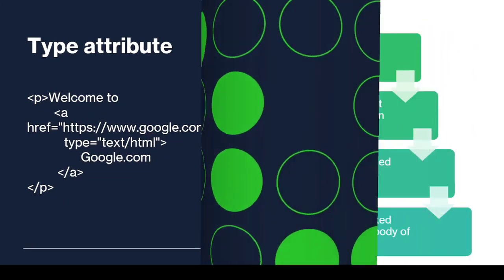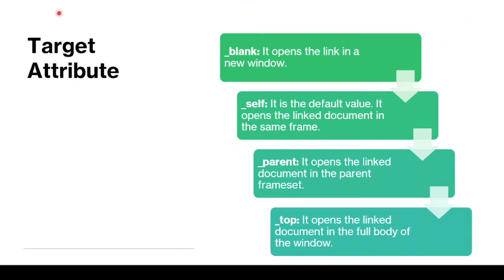Okay, and after that we have the target attribute, meaning we have blank, self, parent, and top. For blank, if you provide the blank target, it means you want to open the link in another tab or in another window. If you provide self, it automatically opens in the current page, or the current frame if you are using an iframe. For better understanding of these attributes we are going to use iframes. Okay, I'll show you.